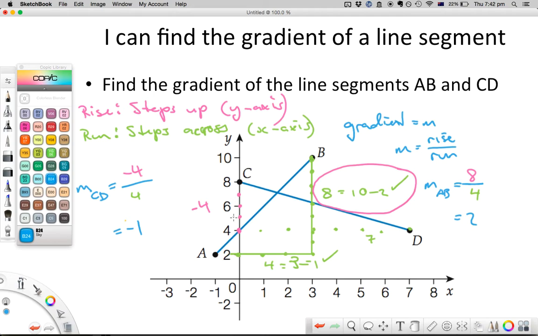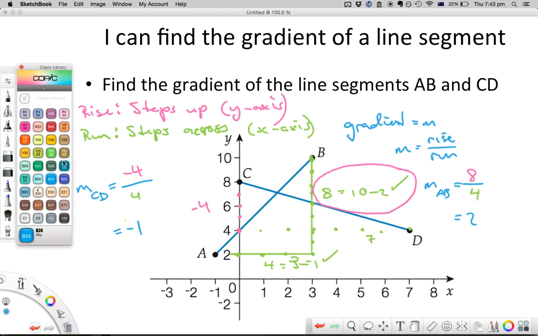And so that means that for every step across in x, we go down 1. So we go from x equals 0 to x equals 1, and we go from y equals 8 to y equals 7. And for this one, a gradient of 2 means that every step we go across, for example, from 0 to 1 in x, we have to go up 2 steps, from 4 till 6. So that's essentially how you find it.